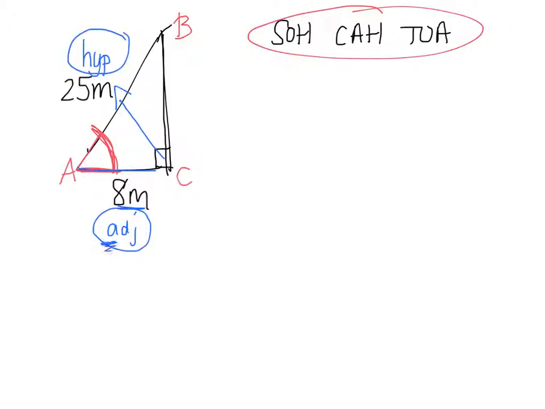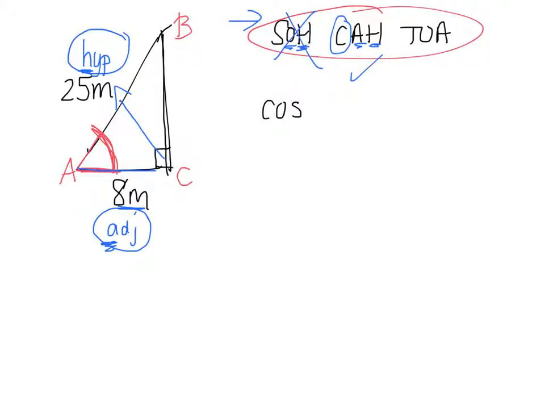So A and H. Which ratio uses adjacent and hypotenuse? Is it sine? Is this A and H? Is it cosine? Is cosine A and H? Yes. Okay, so you know which ratio to use. Okay, so let's write this out.